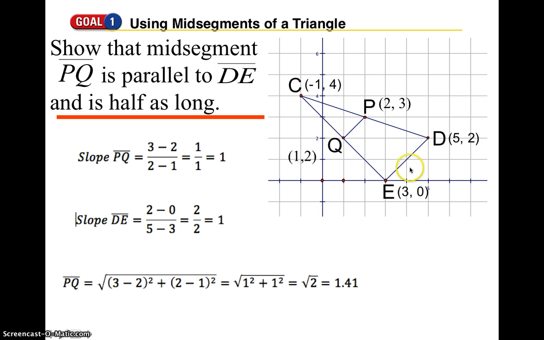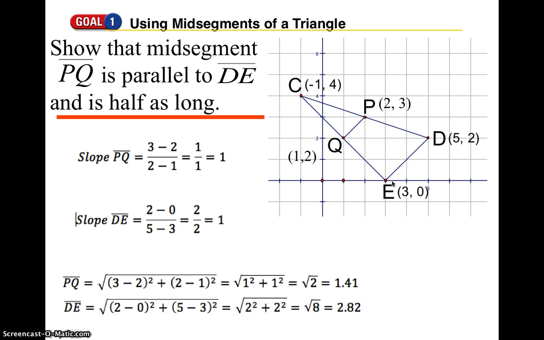All right, so now we're going to find the length of the line DE and see how that compares. Well, when I plug the points for D and E into the distance formula, I get 2 minus 0 squared plus 5 minus 3 squared, the square root of that, and I get the square root of 8. And the square root of 8 is 2.82. So you can see that 2.82 is twice as big as 1.41. So the mid-segment times 2 is equal to the side, or the mid-segment is half as long as the side.